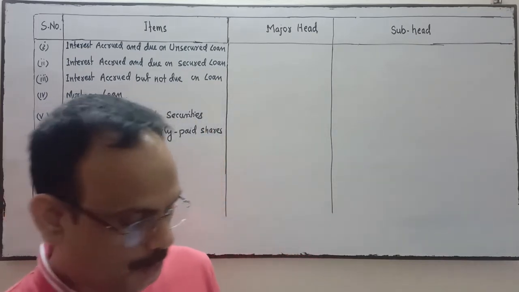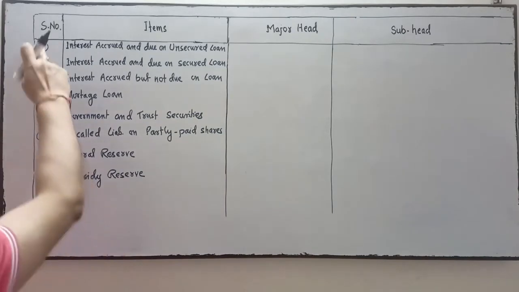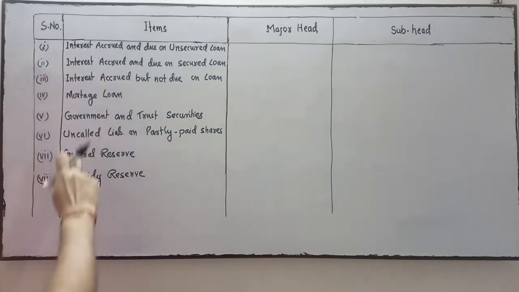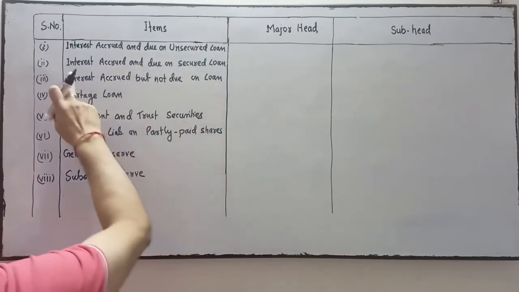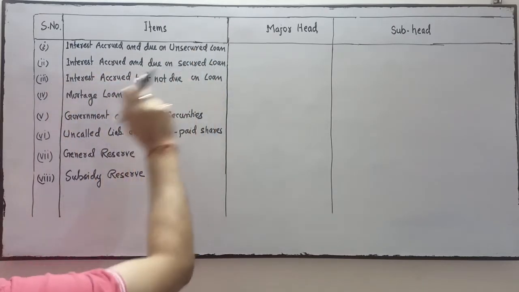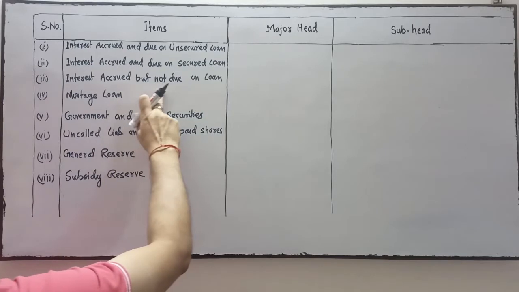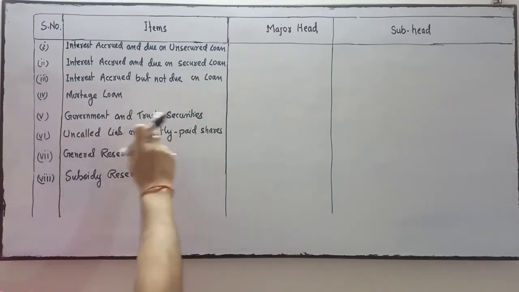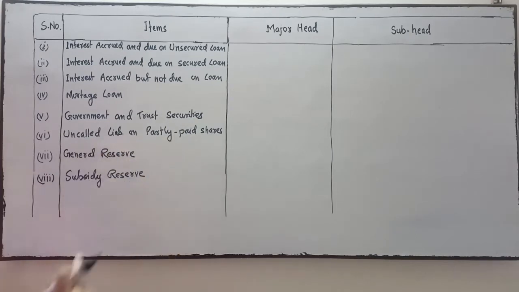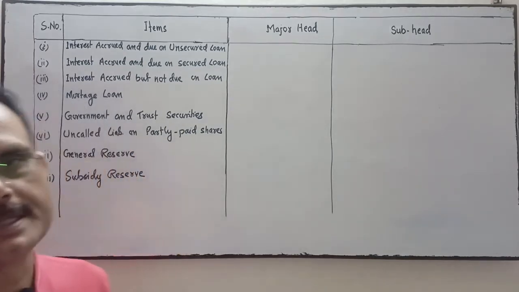Next is mortgage loan, government and trust securities, uncalled liability on partly paid shares, general reserve and subsidy reserve. So I have written the items serial number wise.